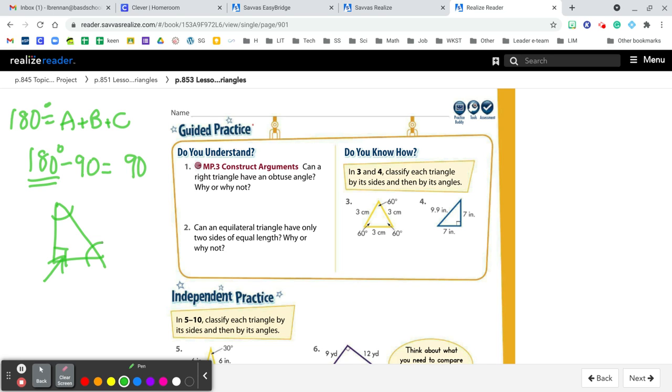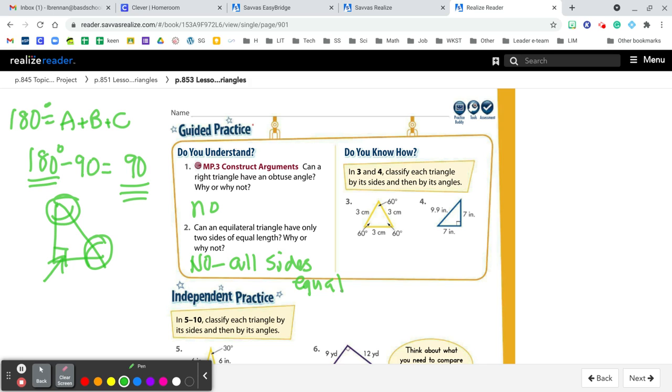An obtuse angle is greater than 90 degrees. So you can't do that, because these two angles added together equal 90 degrees. You can't make them more than 90 degrees. So that's a no. Can an equilateral triangle have only two sides of equal length? No, because the definition of an equilateral triangle is all sides are equal. So if it's two sides of equal length, then it's an isosceles triangle.